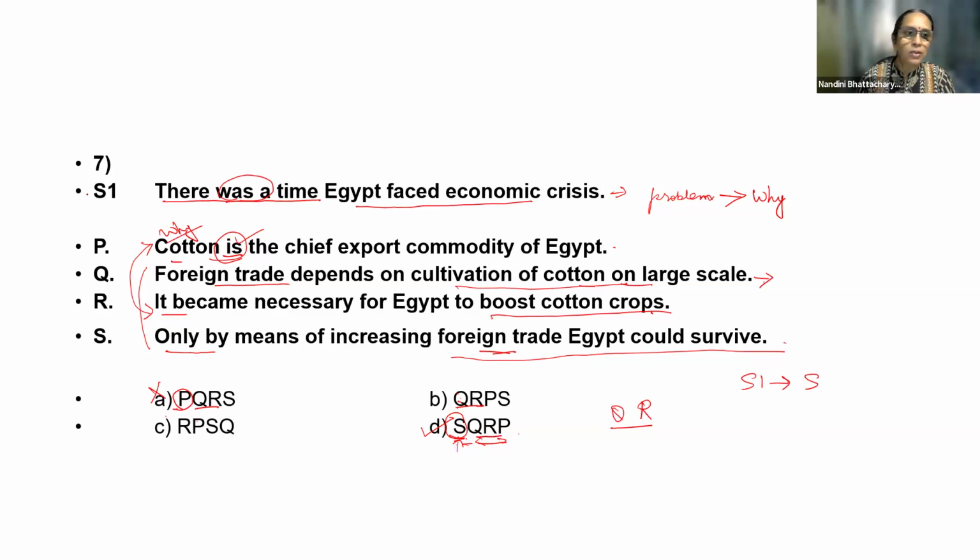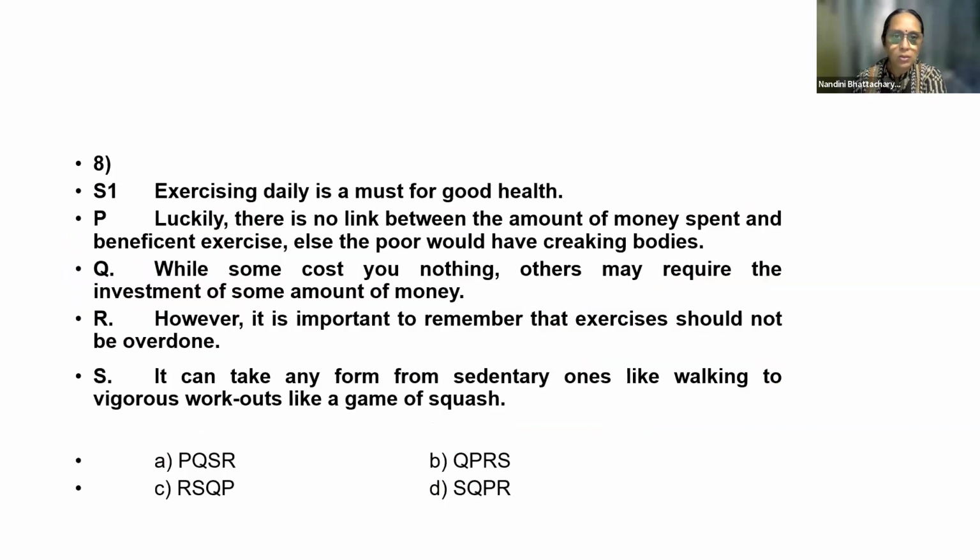Now we know that S1 and S go together. And again, we are saying that Q and R go together. So then QR going together and S coming after S1, this is the only option we have there. Right? So you want to do one more?